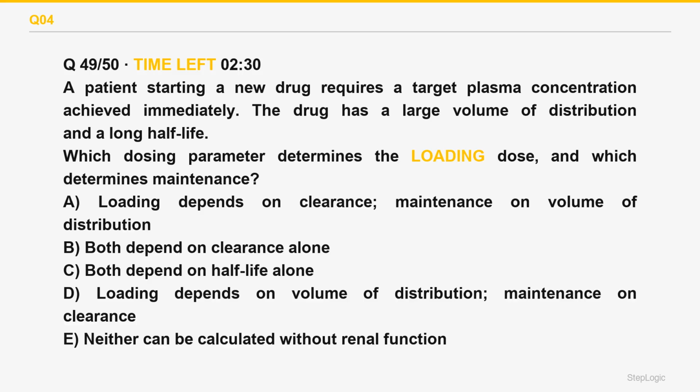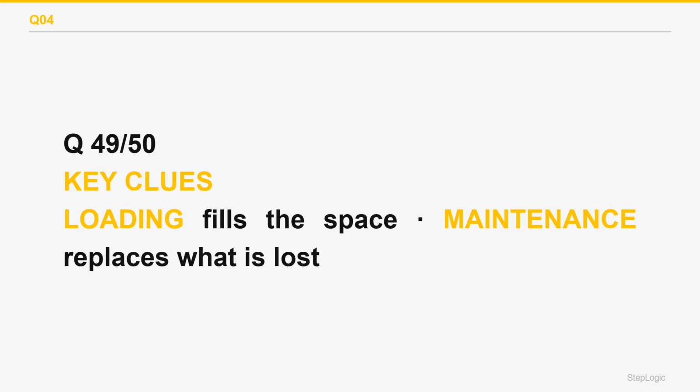Which dosing parameter determines the loading dose, and which determines maintenance? A patient starting a new drug requires a target plasma concentration achieved immediately. The drug has a large volume of distribution and a long half-life. Read the command. Which parameter determines each dose? 2 different questions about a drug require 2 different constants.